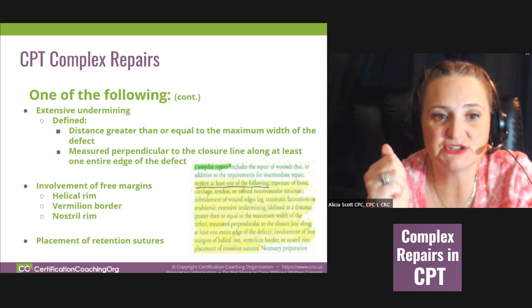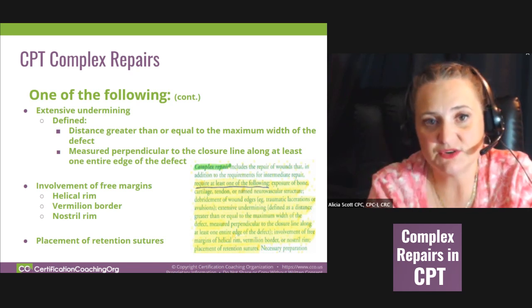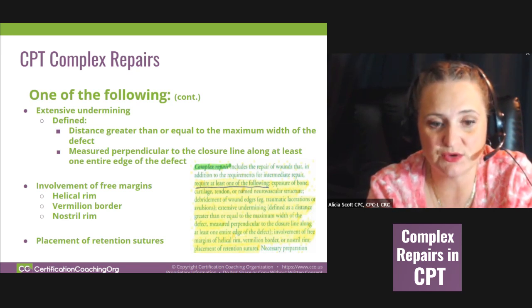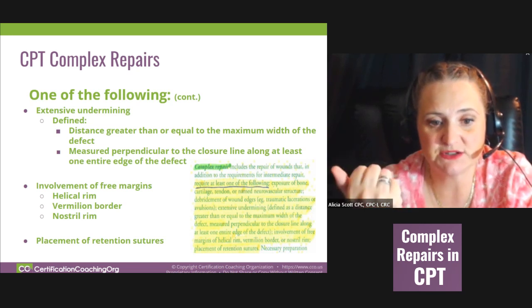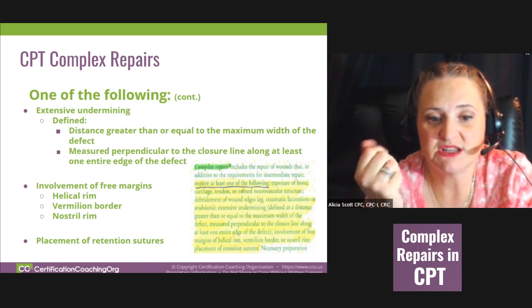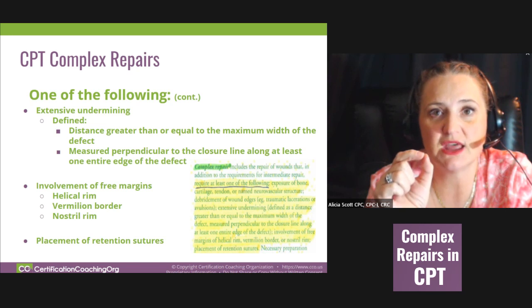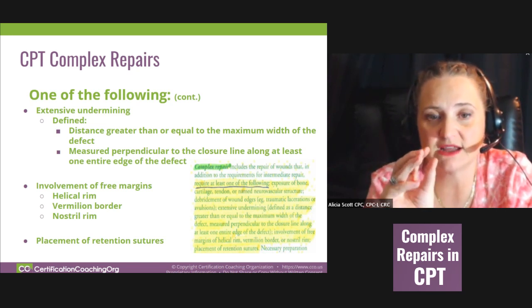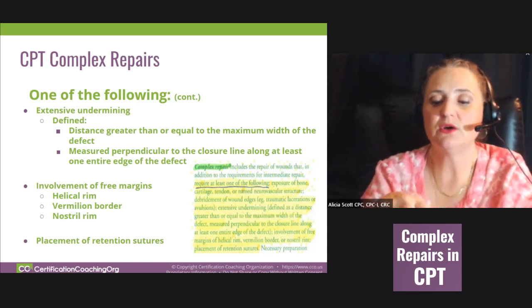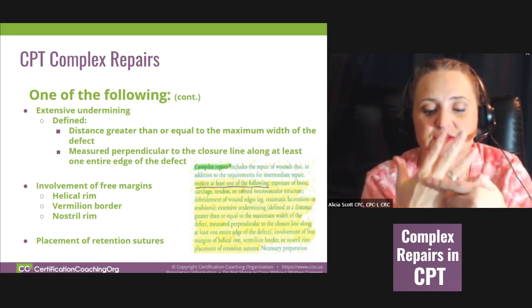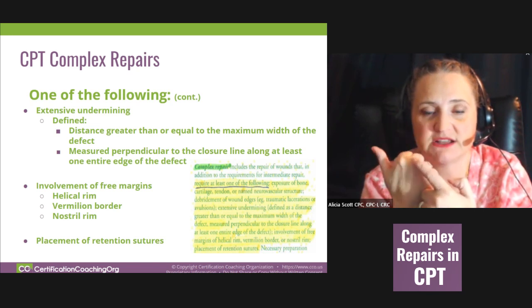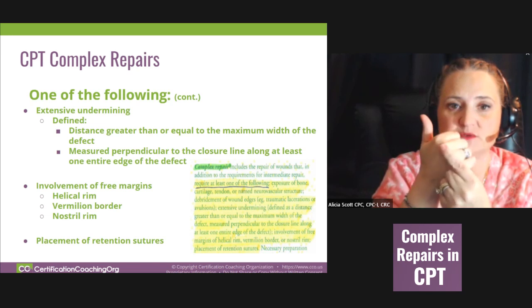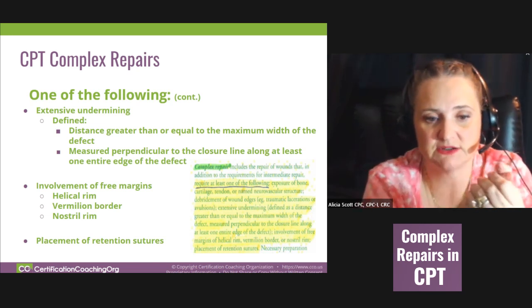Placement of retention sutures. I'm going to give you an example of retention sutures. It's just going to be easier to show you than to verbally try to explain it. But retention sutures are sutures that have to be used to hold that area together. We don't want to have to do sutures in an area that's flexible. So this would be your knuckles here. Anything that moves would be a really difficult area to suture.